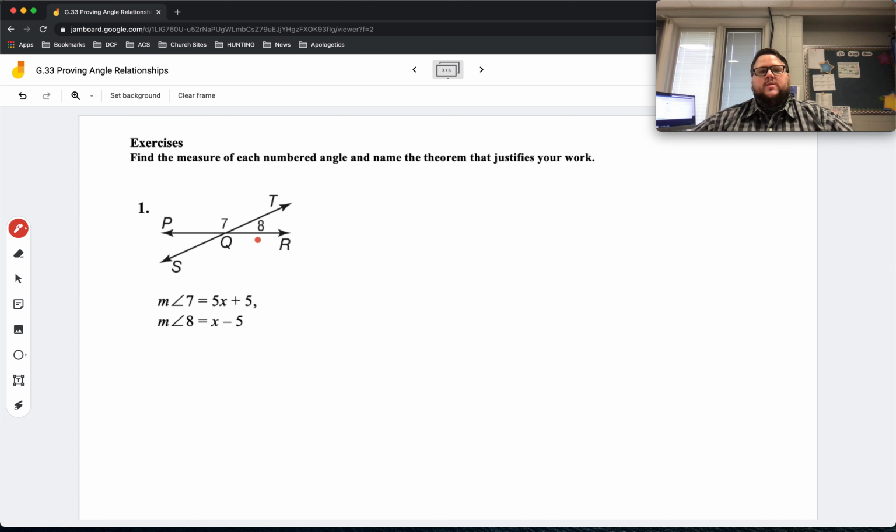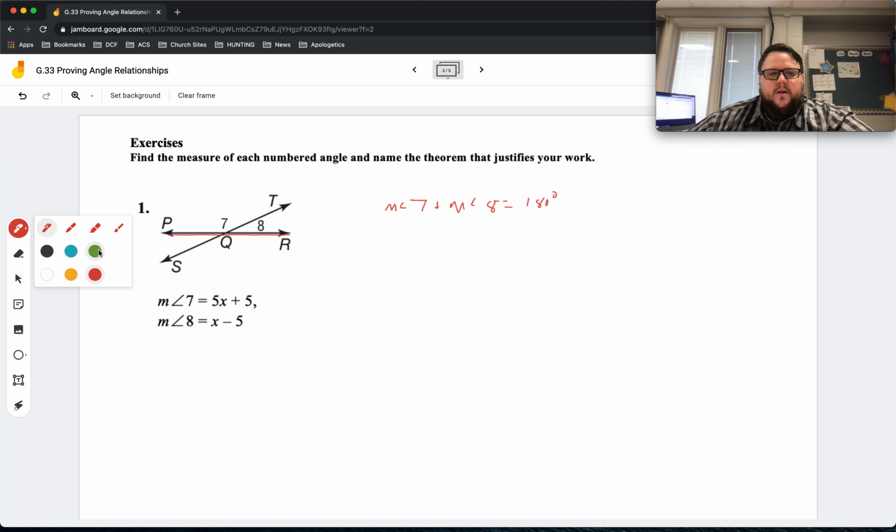So I'm going to go ahead and do this. Find the measure of each angle. We notice that PR is a line, so these two angles, angle 7 and angle 8, form a line. So the measure of angle 7 plus the measure of angle 8 has to equal 180 degrees. They tell us the measure of angle 7 is 5x plus 5, so I'll do that in green so you can see what I'm doing.